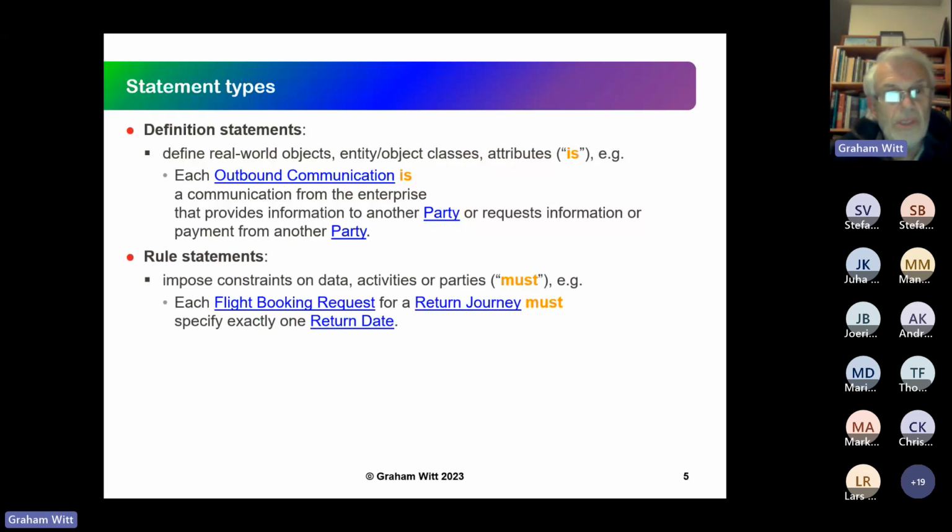There are also rule statements, and these, as said here, impose constraints on either data, activities, or parties. We'll see some more examples of those in a later slide. Notice that there's a key verb in each case: is in the case of a definition, must in the case of a rule. There are some alternatives to these, but we'll stick to the basic ones for now.